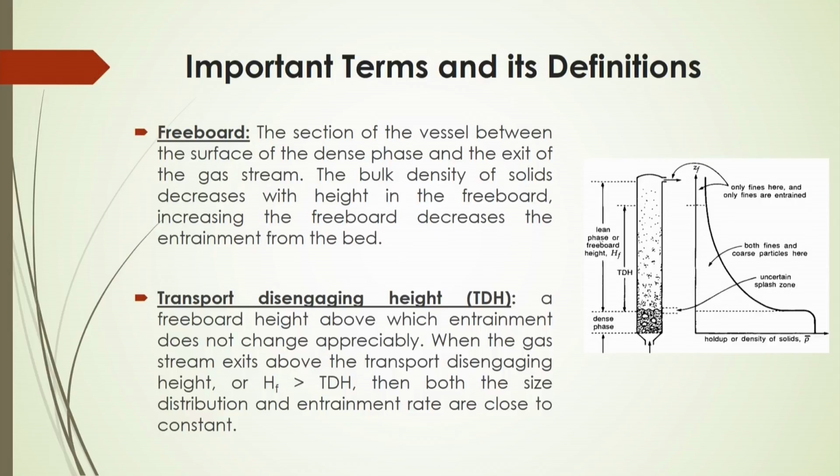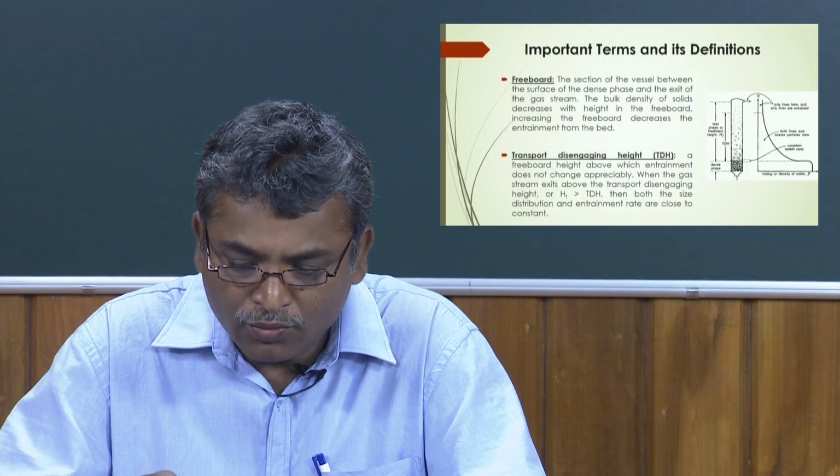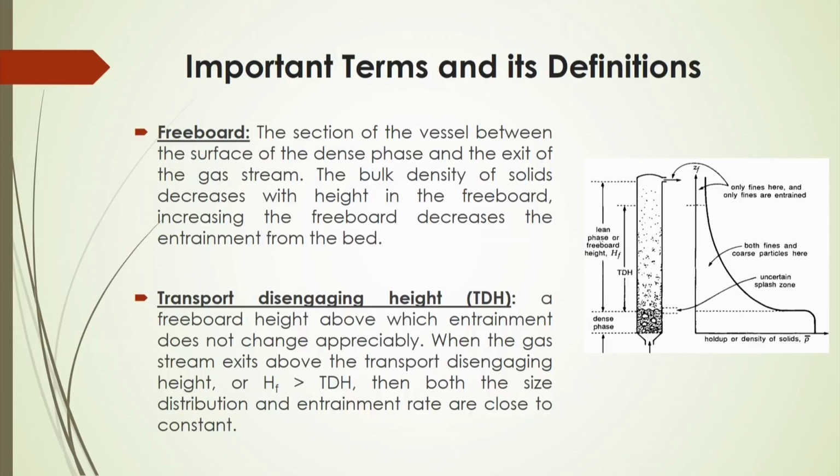The bulk density of the solids decreases with height in the freeboard, that means it decreases by the entrainment from the bed. A very interesting point is that if you increase the freeboard height, there will be a decrease of entrainment from the bed. Very immediate to the dense zone, there will be a high concentration of solid particles by the entrainment, though there will then be entrainment.